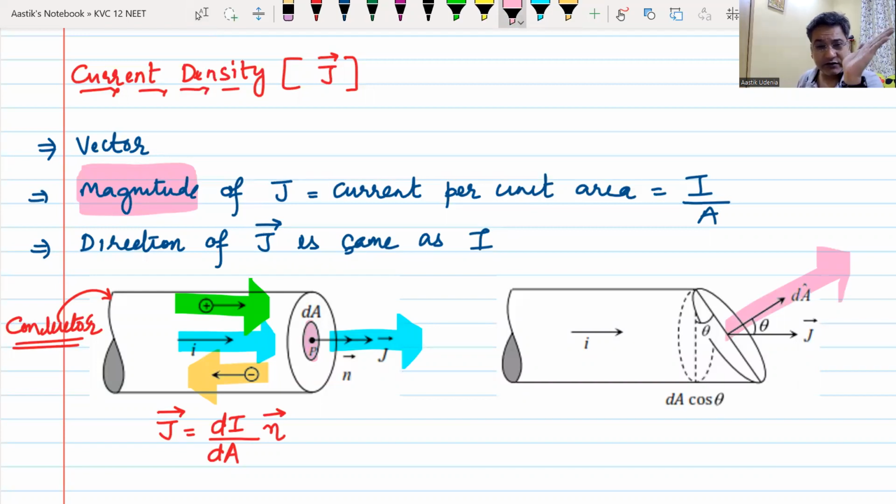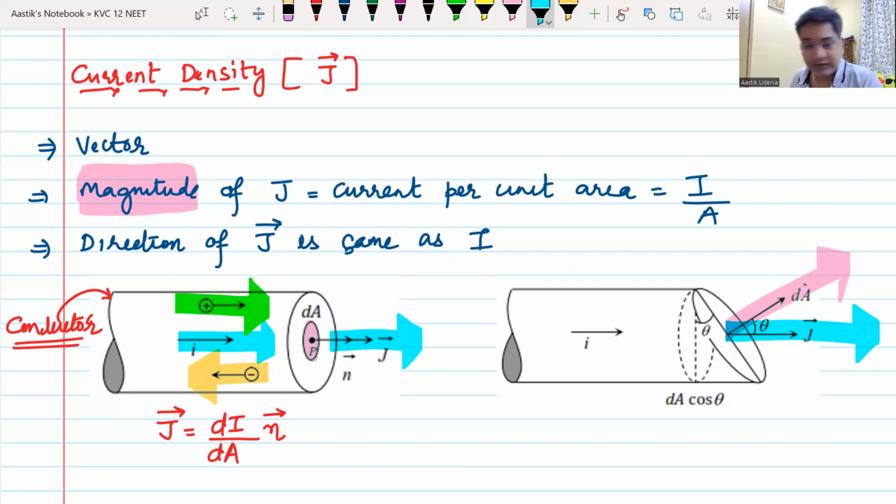Area is taken as a vector quantity. Do we remember? Gauss law, area is taken as a vector quantity. And the direction of area is perpendicular to the area. Do we remember it? Yes or no? Okay. So pink is the direction of area vector.